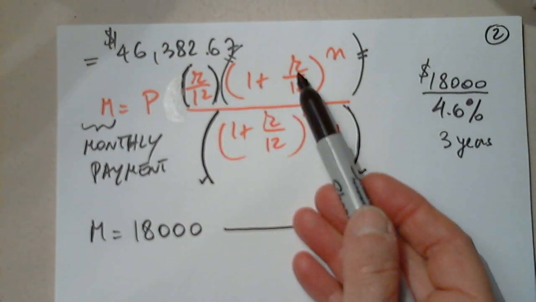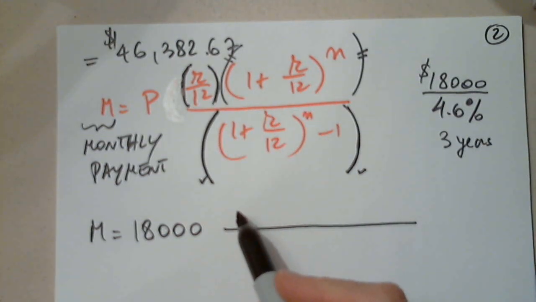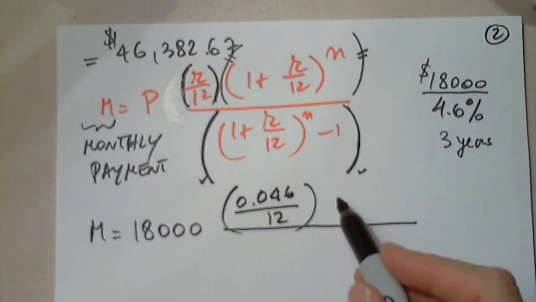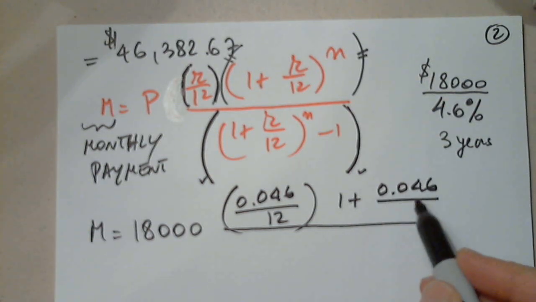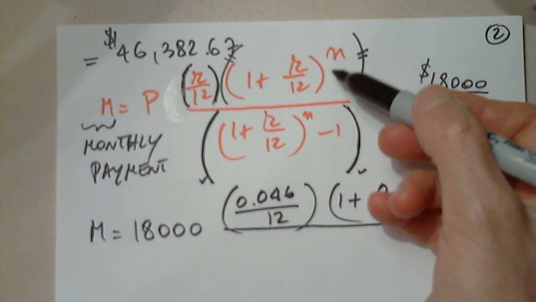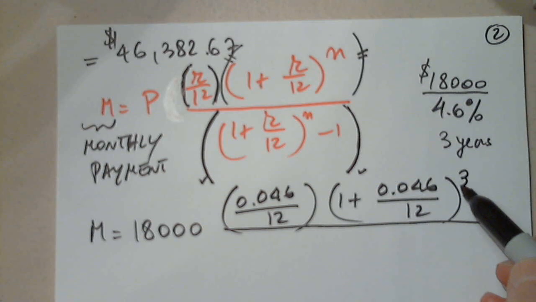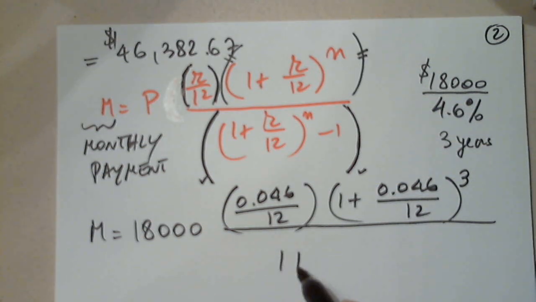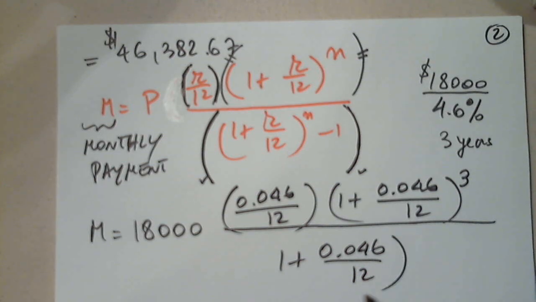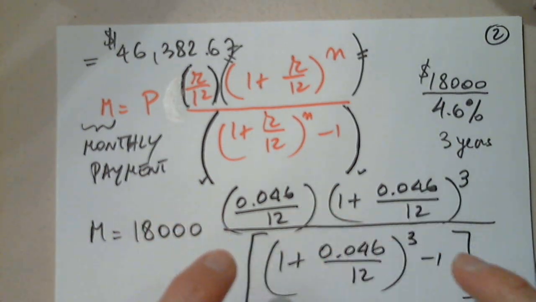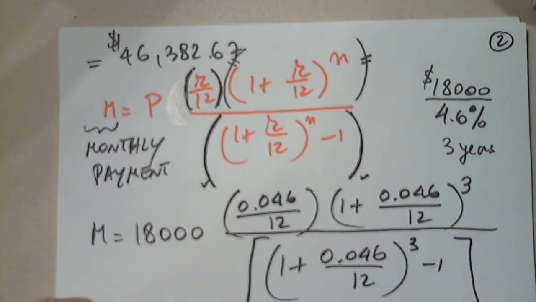What is R? 0.046. 0.046 divided by 12. 1 plus 0.046 divided by 12. And what is N? 3. It's a silly question. There are only 3. Yes, thank you so much. 1 plus 0.046 divided by 12, power 3, minus 1. Please remember, we don't have brackets. Well, I mean, we can use brackets, but that's what I mean. Parentheses here, parentheses here. They can be nested parentheses or brackets.